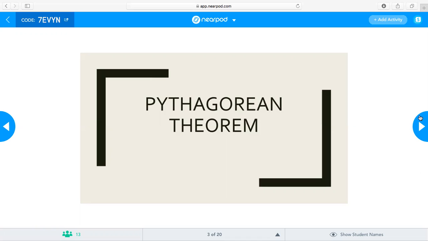You definitely will need to use your calculator. So if you could do split screen with Desmos, that would benefit you because you're gonna constantly be using your calculator today. Or if you have Desmos on your phone, you can use that. All right, Pythagorean Theorem.